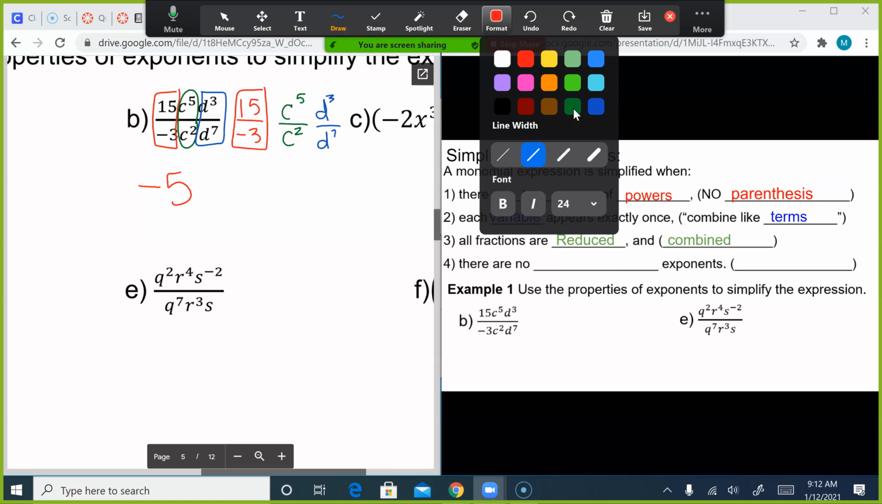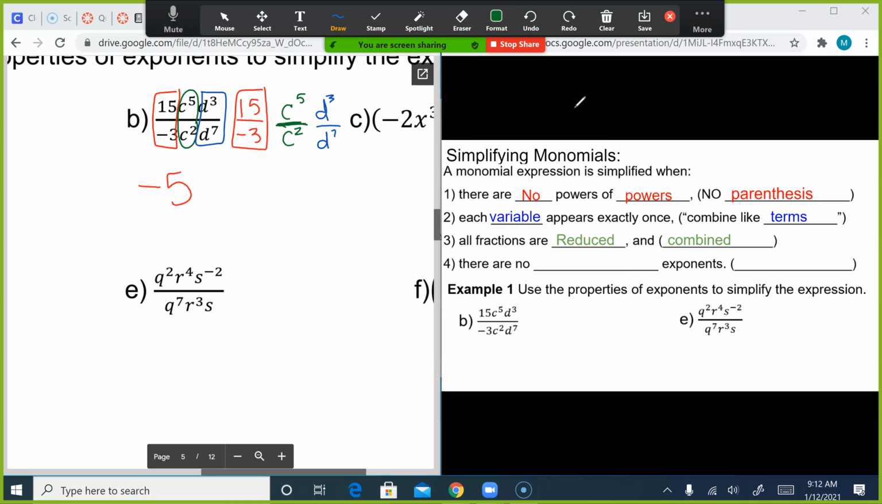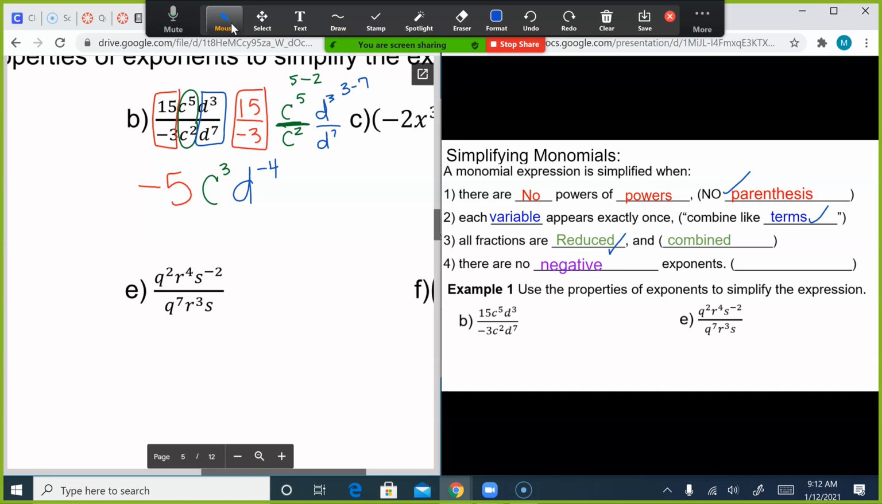For the quotient property, when I'm dividing with the same base, I subtract the exponents. So 5 minus 2 is 3. And then for D, we subtract again. 3 minus 7 is negative 4. So we've combined them. There's no parentheses. We've combined the x's, the c's, the d's, and the numbers. We reduced the fraction. Now we just have to get rid of the negative exponent.